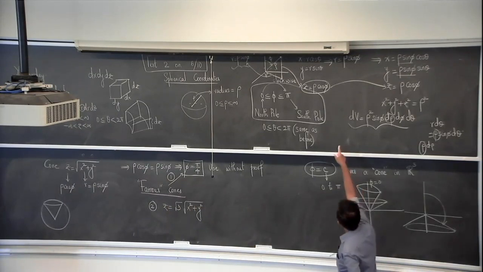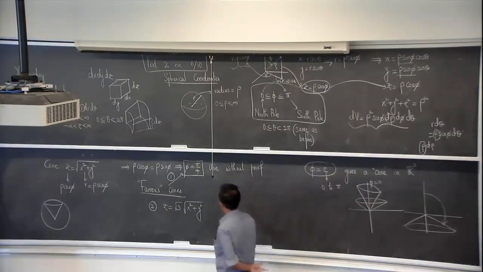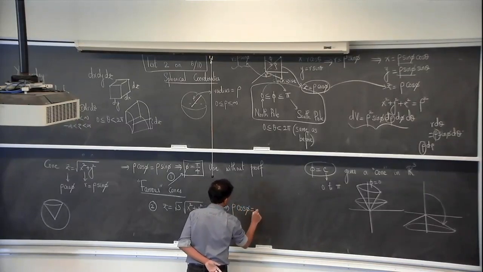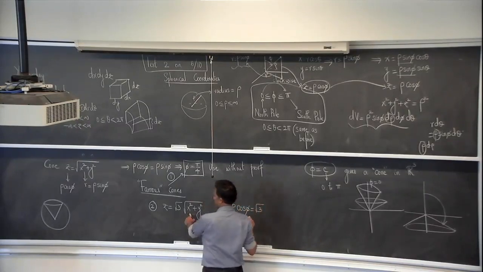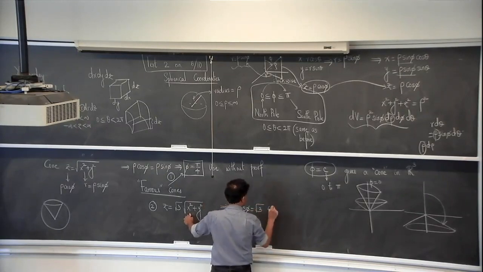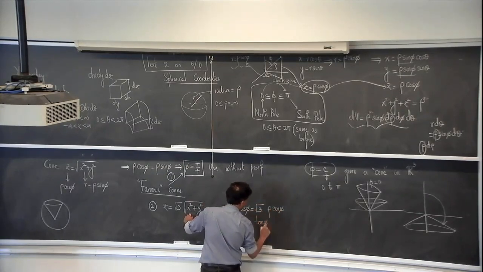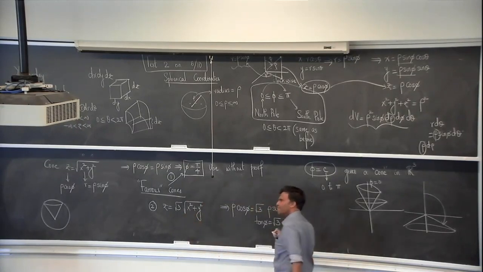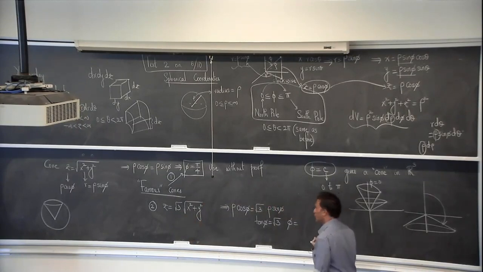So again, make use of your conversion. So you have rho cosine phi equal to square root of 3 times, this is r, which is rho sine phi. So tangent of phi equal to square root of 3, and phi would be pi over 3. Good.